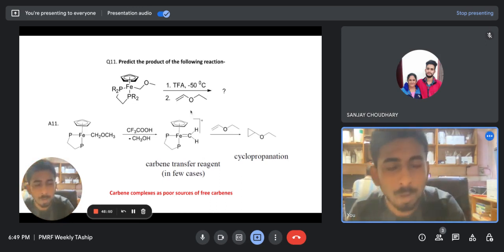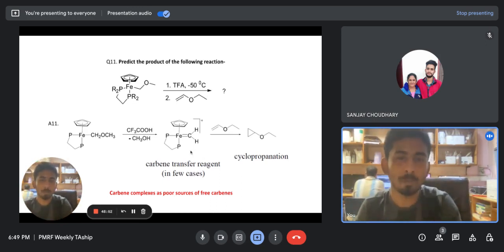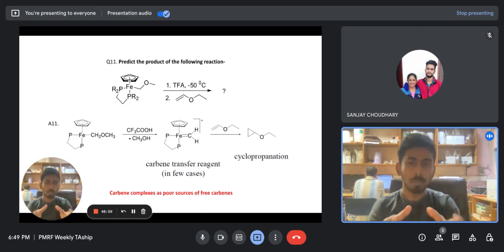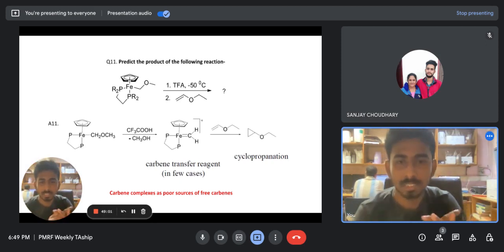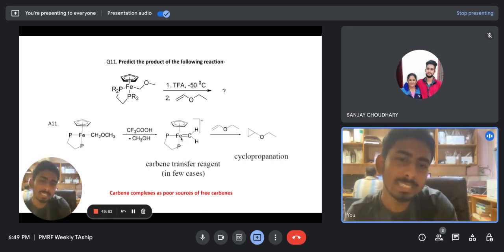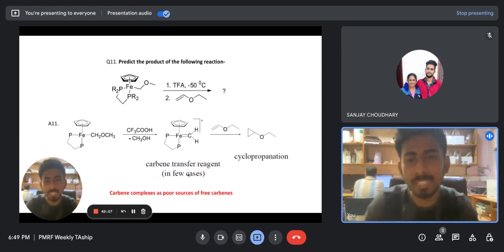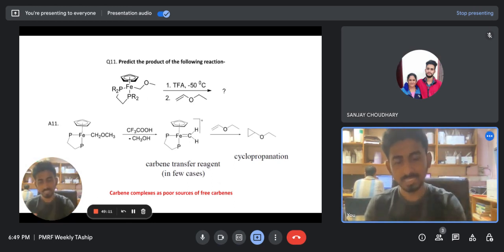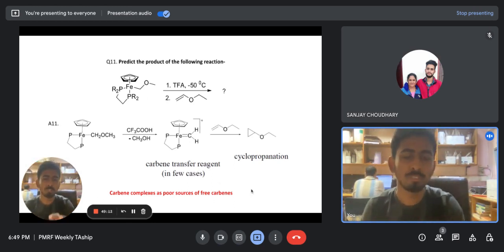That's why this compound shows more Schrock-type or triplet-type behavior. A triplet Schrock carbene is able to transfer the carbene carbon to other centers. In this case, the iron-carbon bond is not that strong, and it is classified as a carbene transfer reagent. This carbene complex is a poor source of free carbene.